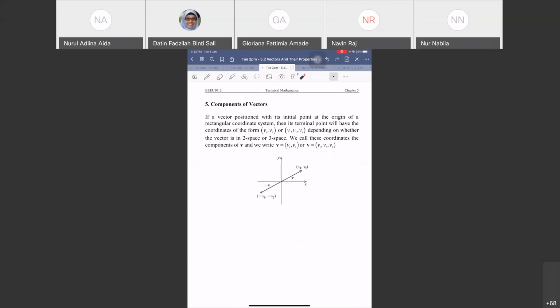When we talk about vectors, for this course, basically, when we want to add, subtract, even multiply by scalar, we are going to use what we call component vector. Component vector is like coordinates in a three-dimensional coordinate system. In a three-dimensional coordinate system, we call it coordinate point. So for vector, we call it components.